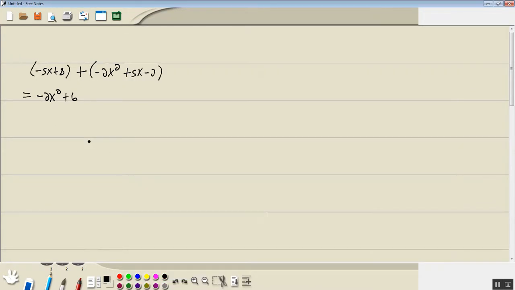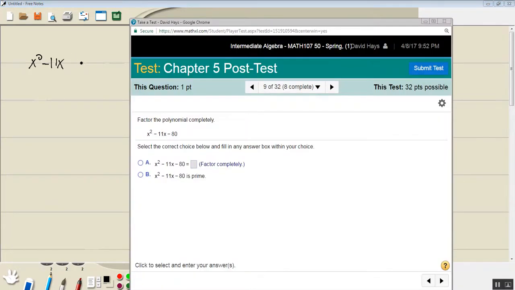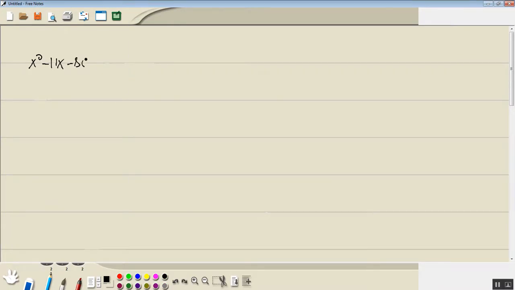And we want to factor this. So we got x squared minus 11x minus 80. And this would be the PSD. Reason why is because we got x squared, x, no number in front of our x squared. PSD would take our number at the end, the 80, and we're going to come up with our 3 columns. We write down all products give us 80.